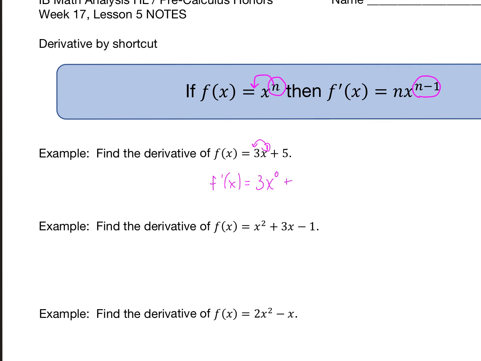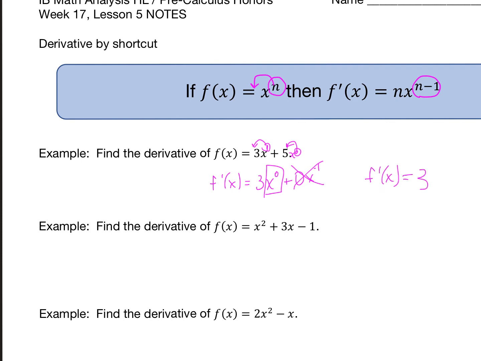All right, for the 5, this is the same thing as 5x to the 0. So if I multiply this exponent by the 5, I just get 0. Okay, so you can feel free to remember that the derivative of a constant is just 0. Also, if I lower this exponent by 1, if I'm actually using the rule, this still ends up being 0. Plus over here, x to the 0 just equals 1. So the derivative here is just 3.